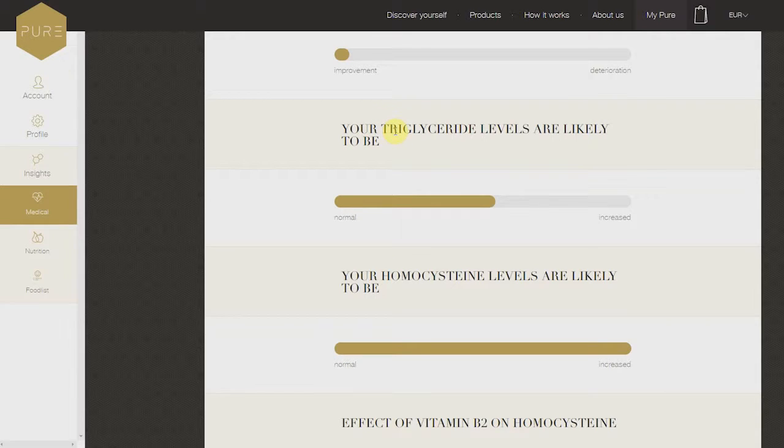Next, the triglycerides, which is also a type of fat that circulates in your bloodstream. They might be normal or increased.